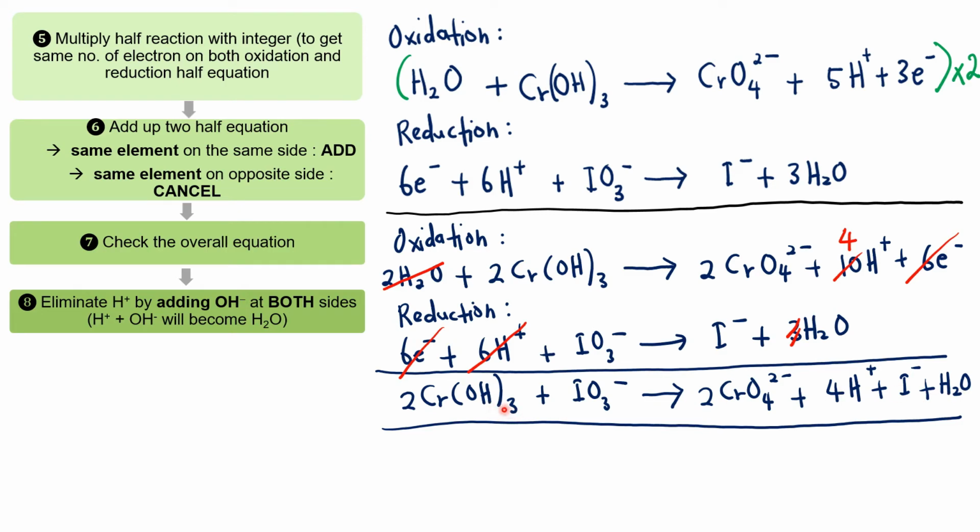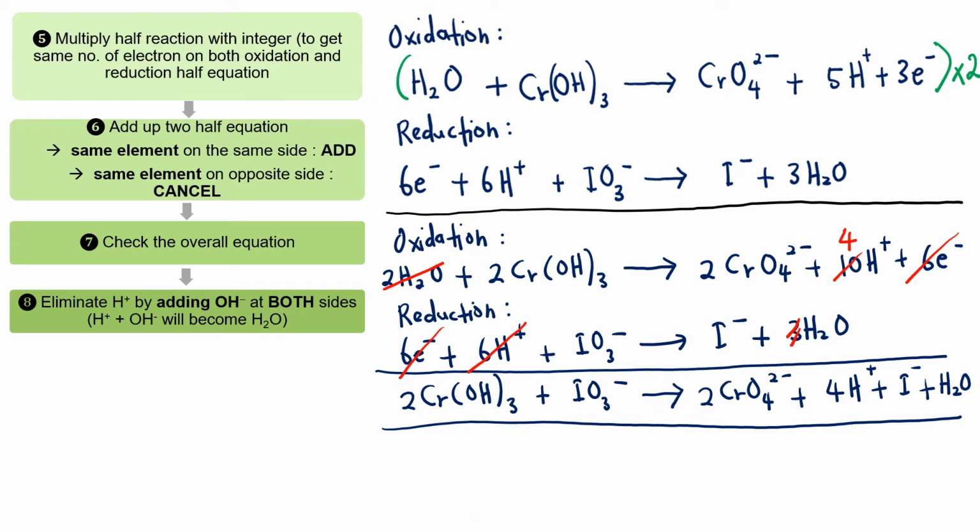Hydrogen, we have 3 times 2, 6. So for here we have 4 plus 2, 6 hydrogen as well. And for I, 1 sini and 1 di sini. So untuk atom, they are all balanced.